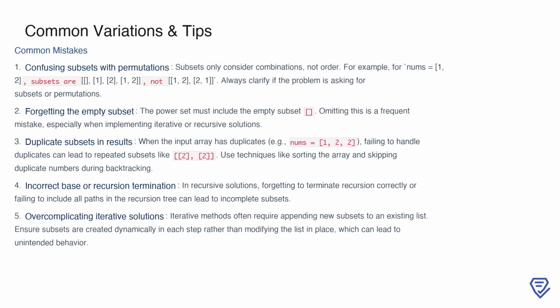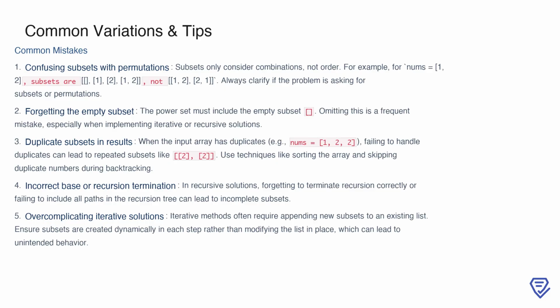First, it's important to remember that subsets focus on combinations, not order. For example, if the input array is [1, 2], the subsets are [], [1], [2], [1, 2]. Notice that [2, 1] is not included because the order does not matter for subsets. Make sure to clarify whether the problem is asking for subsets or permutations, as this distinction is critical.